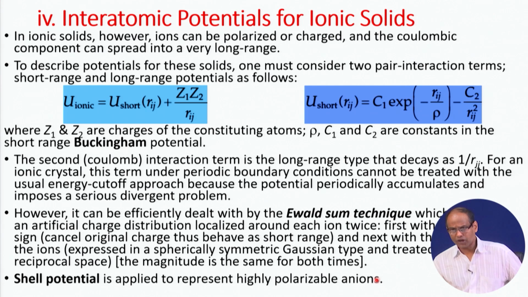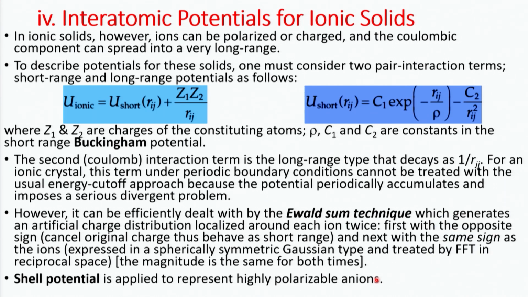Then interatomic potentials for ionic solids, where the covalent force is very small compared to the ionic force or coulombic type of force. In that case we need to use the Buckingham potential. In an ionic solid, ions can be polarized or charged, and the coulombic components can spread over a very long range, and it generally predominates.